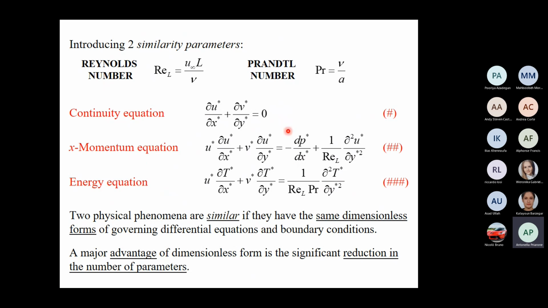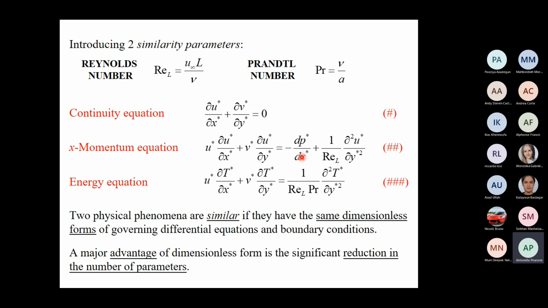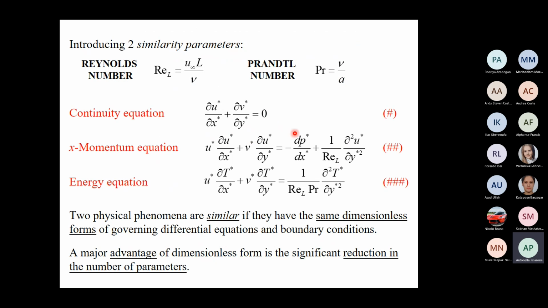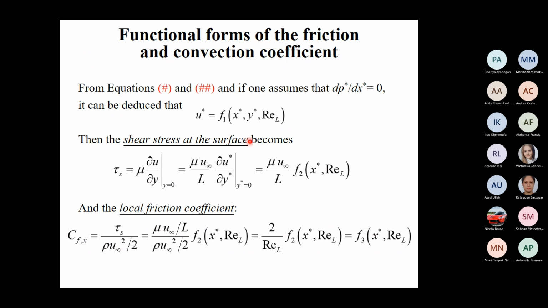So I want to simplify by neglecting this term, but it is a common assumption that I can do. If I neglect this term with the pressure and I observe the continuity equation and the x momentum equation, I can say that the u star component of the dimensionless velocity is a function only of x star, y star, and Reynolds. Neglecting this one, the u component of the velocity, that is the relevant one, what I want to evaluate, is only a function of x star, y star, and Reynolds number. I call f1 the generic function that is not known, but is a function that expresses u star.